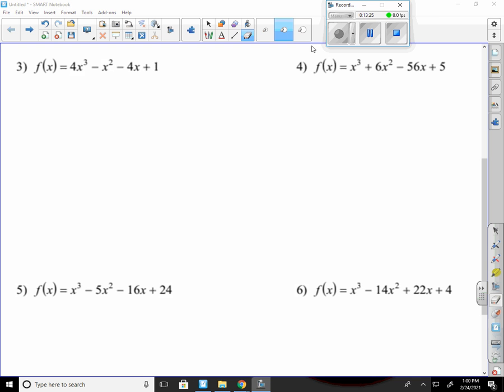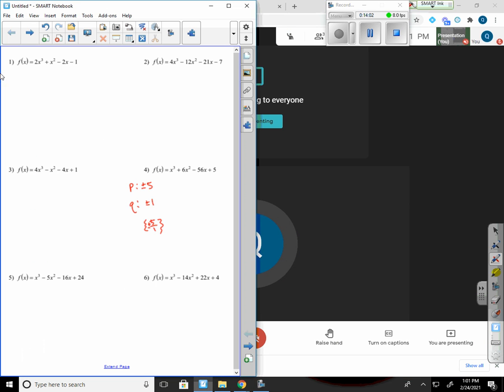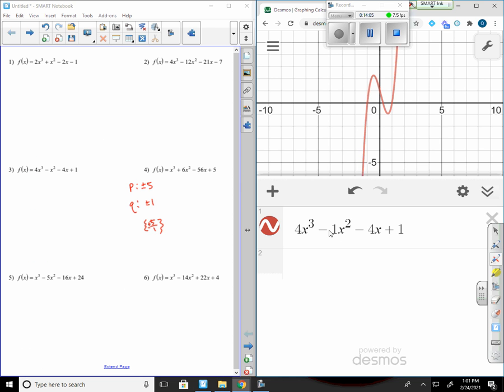Number 4. X cubed plus 6x squared minus 56x plus 5. P is 5. That means that P is plus or minus 5. Those are the only things that multiply to give you 5. Q is 1. So this is just plus or minus 1. Positive or negative 5 divided by 1 gives me just plus or minus 5 over 1. My only possible option here. Now, even though I say it's my only possible option, still 2 options because one is a positive 5, the other one is a negative 5.